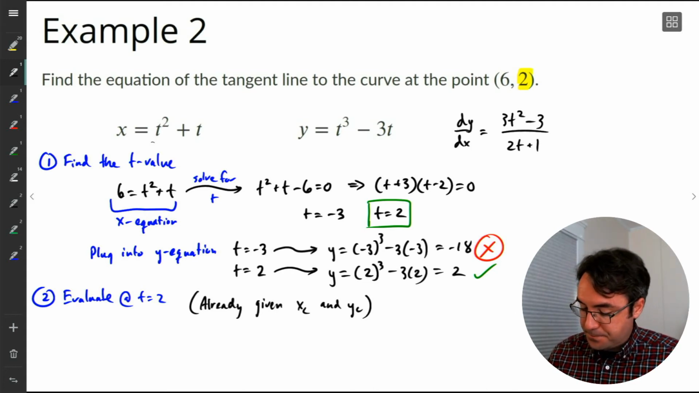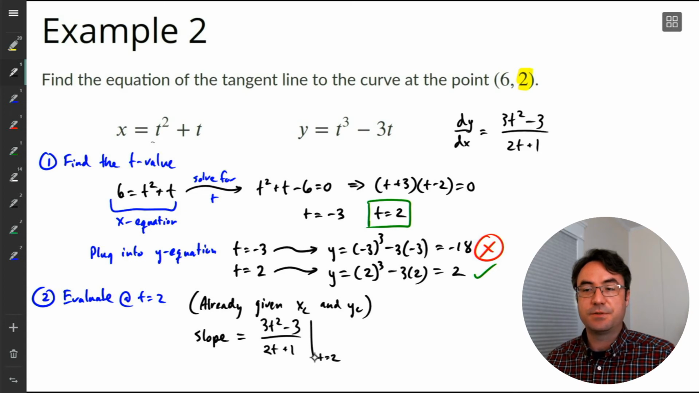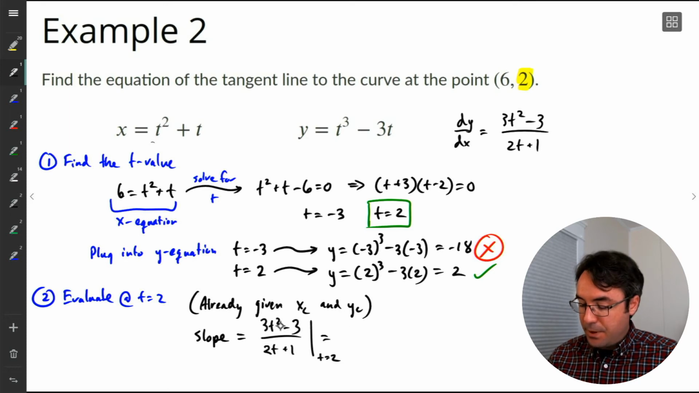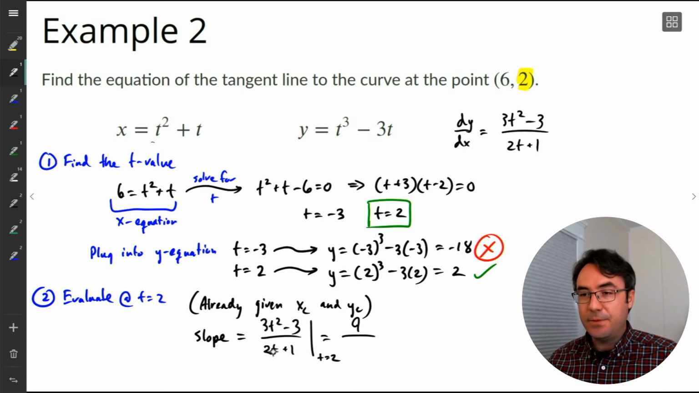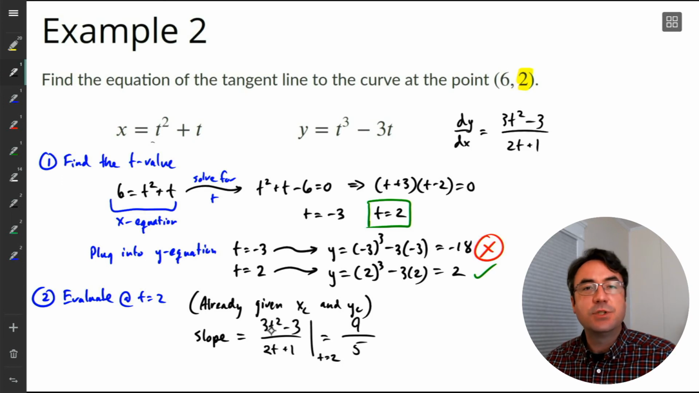So when we do that, we're going to take our derivative, (3t squared minus 3) divided by (2t plus 1), and we're going to evaluate this at t equals 2. I'm going to use this big vertical line here to indicate evaluate. So we're just going to take our first derivative that we already calculated and plug in this time value. So what do we get? Well, we get 3 times 4, which is 12, minus 3, which is 9. And then we get 2 times 2 is 4, plus 1 is 5. So we're just taking t equals 2, wherever I see a t, changing it to a 2 and simplifying. So our slope is 9 over 5 here.